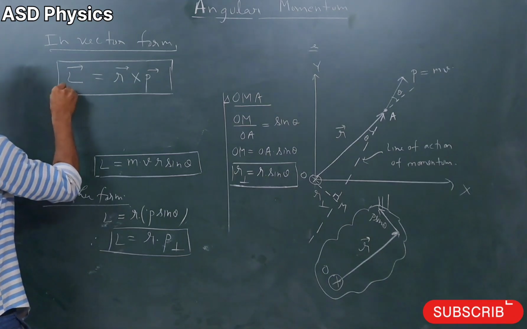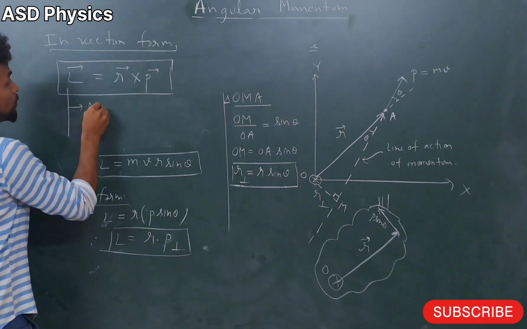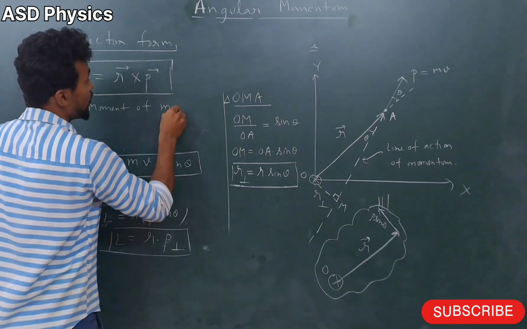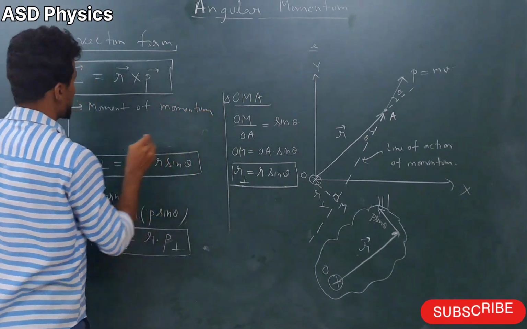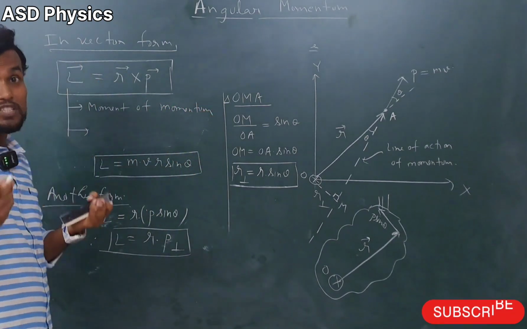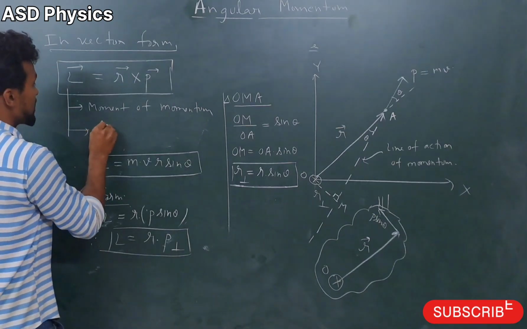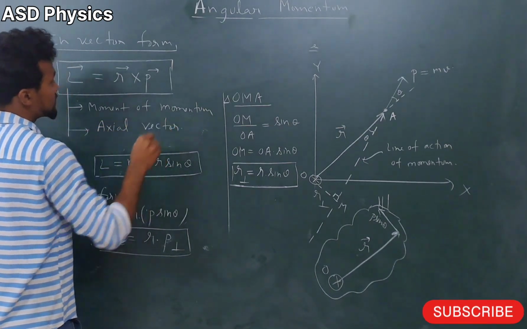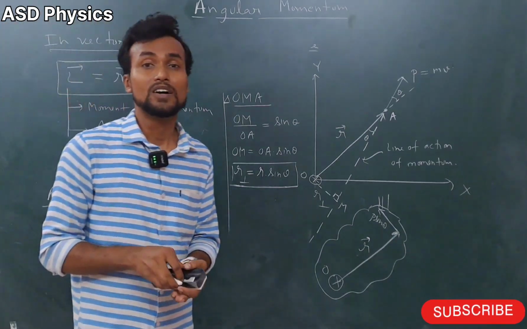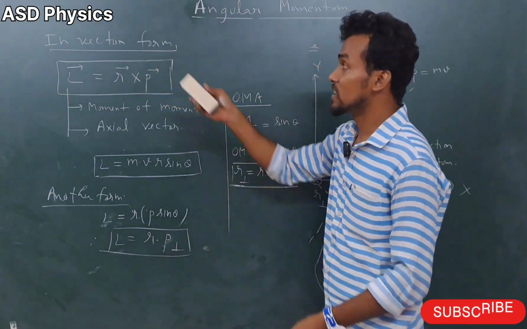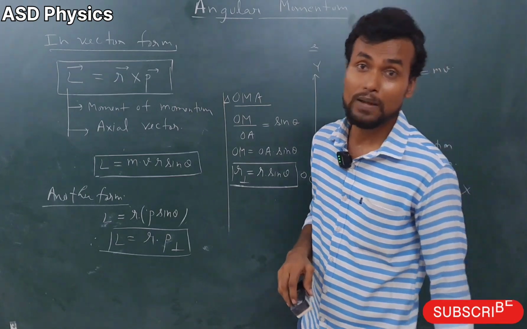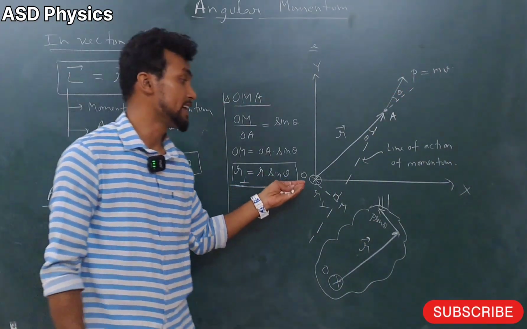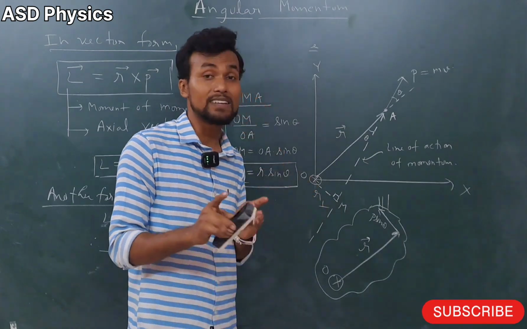Please make sure very well, this L is called moment of momentum. And we know which vector this is? Axial vector. This will always act along the axis of rotation. So this is called the axial vector. So dear students, we have just written the angular momentum of a particle about which point? About the fixed point. And where is the fixed point? This fixed point is at the origin.